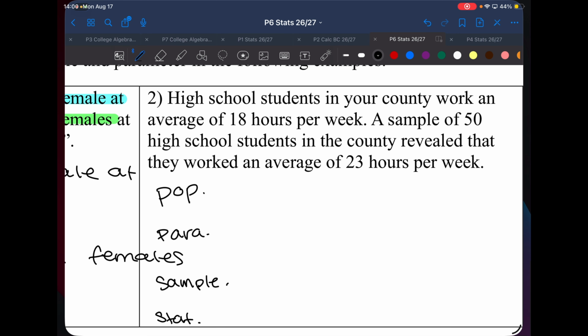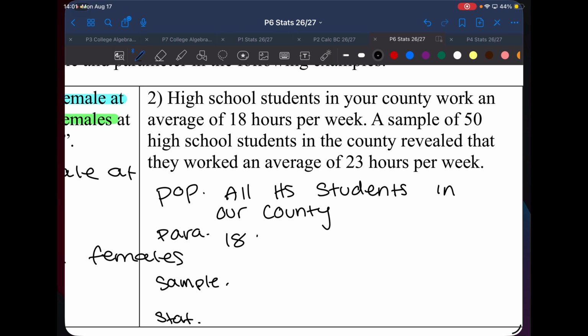Okay, let's go ahead and start with group 5. What is the population? All the high school students in the county. Perfect. So all high school students in our county. That's how they described it, so that's how we're going to write it. Okay, group 1, what is the parameter for that population? Good, 18 hours per week.